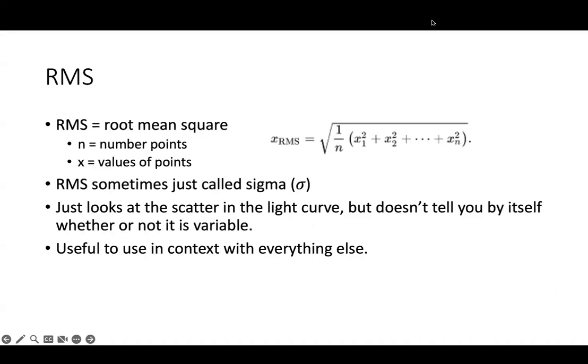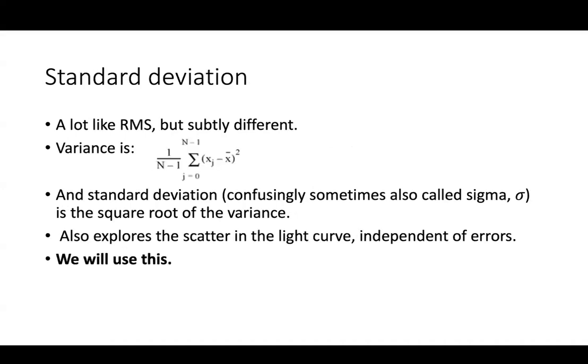RMS, the root mean square, is defined like this, where the n is the number of points and the x's are the values of the individual points. Sometimes RMS is just called sigma. And what this is doing is just looking at the scatter in the light curve. It's looking at how it compares to a straight line, a flat line. But this all by itself doesn't tell you whether or not it's variable. It's just telling you how much scatter there is. Sometimes this is useful to use in context with all the other tools that we have.